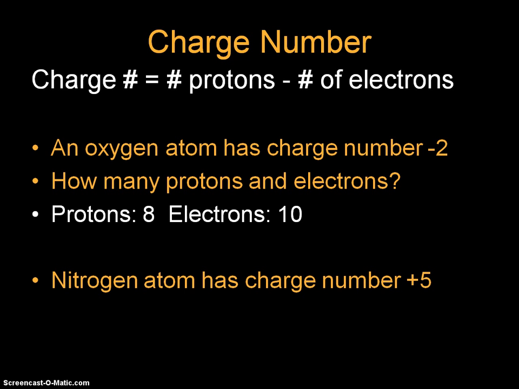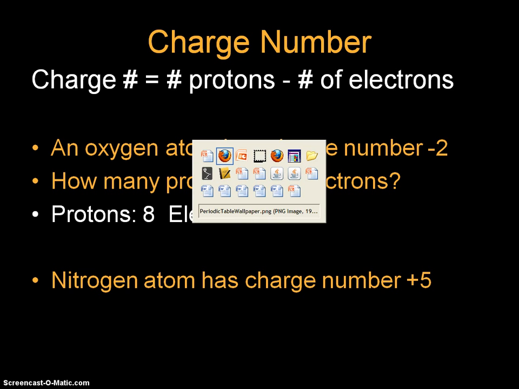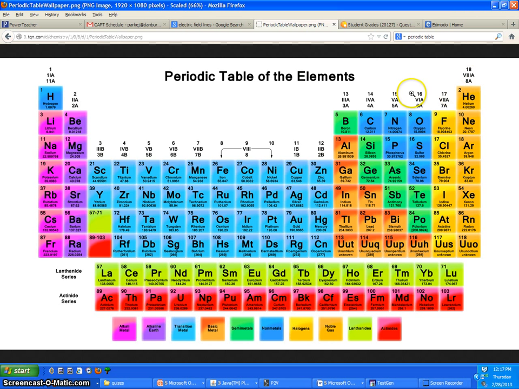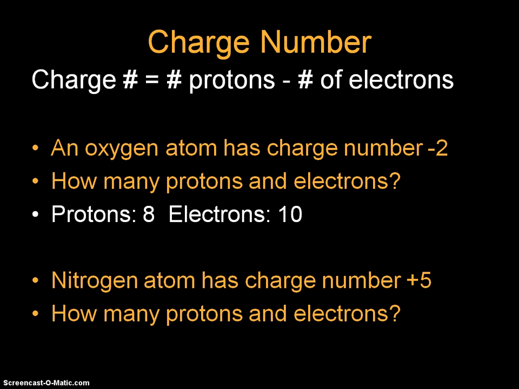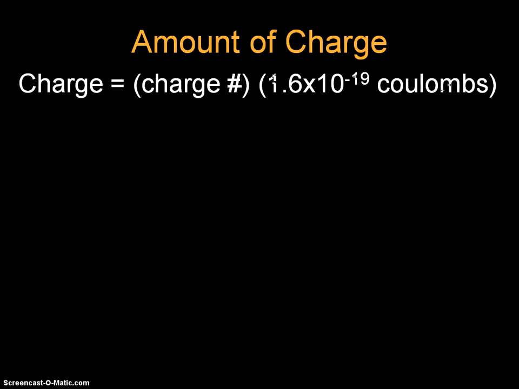Nitrogen atom, charge number +5. Go to your periodic table. Nitrogen has an atomic number of 7. So that means it has 7 protons. How many electrons must it have? If you said 2, well done.